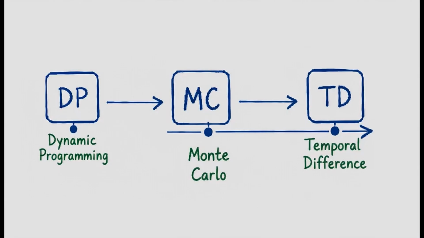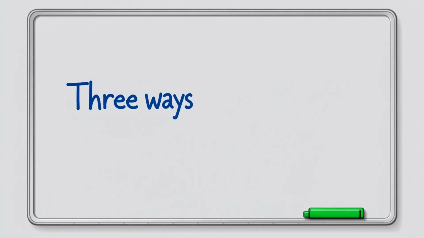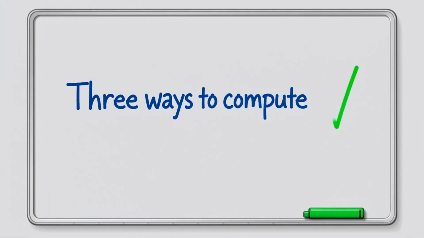Monte Carlo is unbiased. It uses real returns, not estimates, but it has high variance. A single episode might be lucky or unlucky, and it only updates after the episode ends. If episodes are long or never-ending, MC struggles.